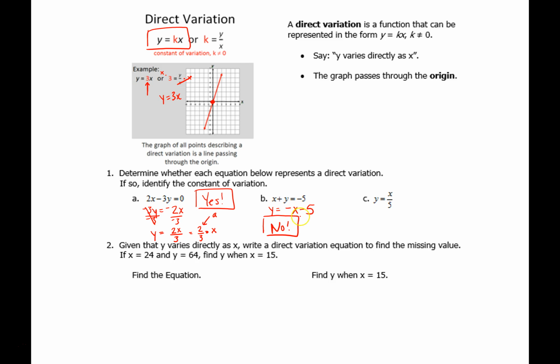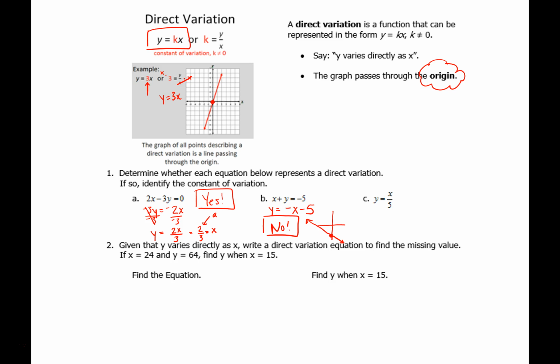You also could think about the graph for this one. The graph of this line passes through the y-axis at negative 5, and if it's decreasing, it's going to look something like that. It doesn't go through the origin, and direct variation has to go through the origin. So that's a nice quick way you could test without having to do a lot of work if you wanted to.